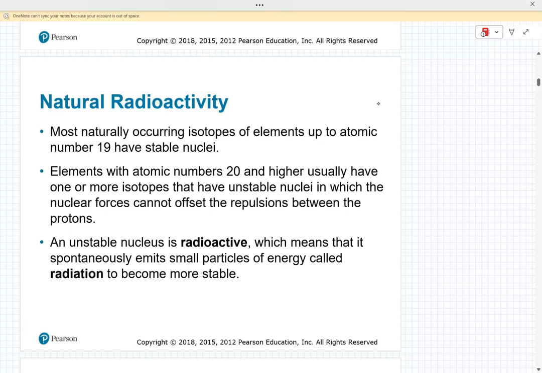So radioactivity normally occurs in nature, right? And up to atomic number 19, which will be potassium included. The isotopes, remember what the isotope is?